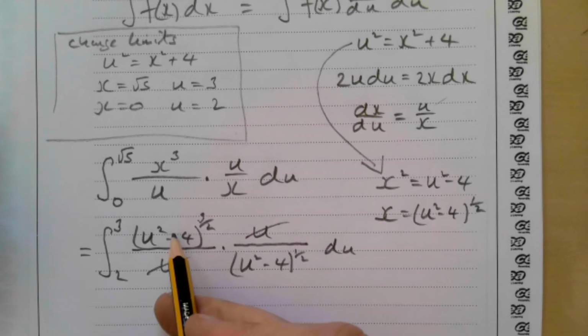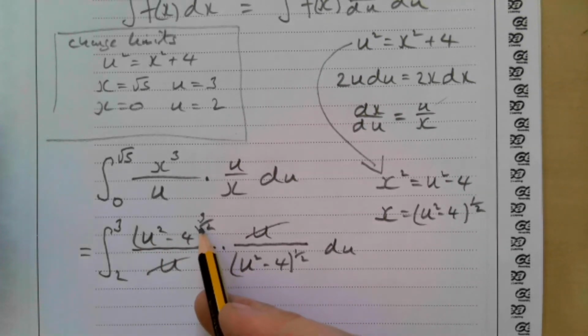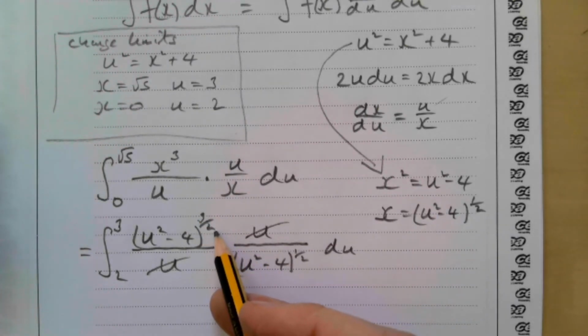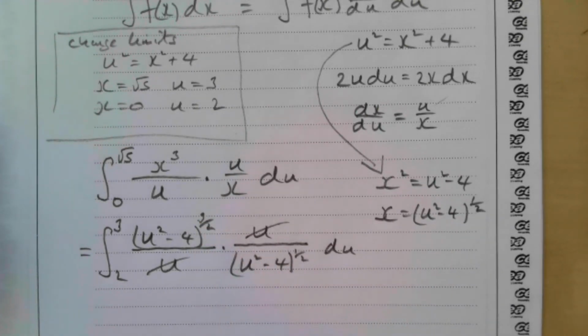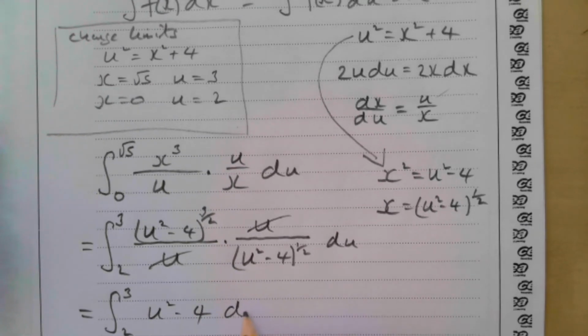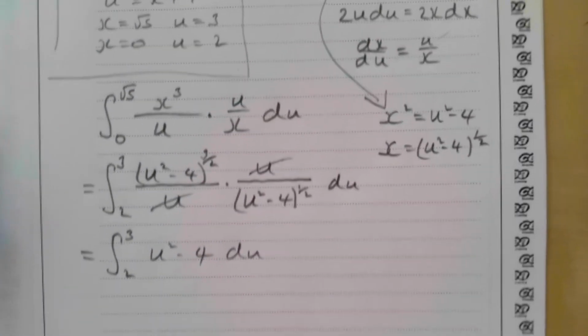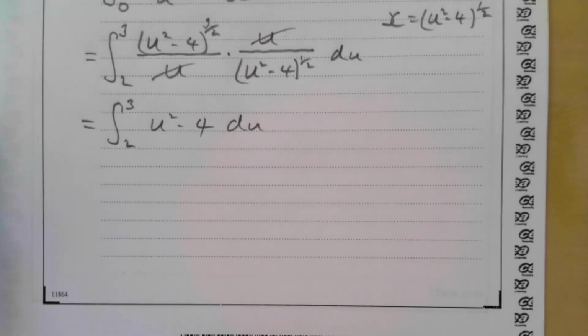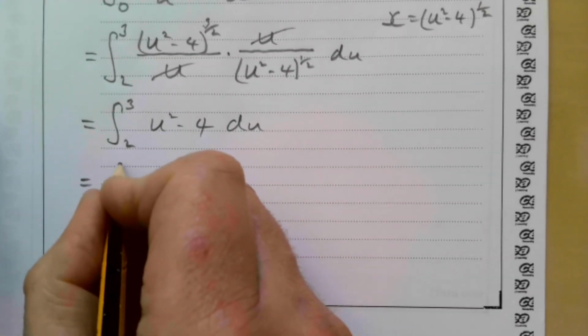And then my 3 over 2 and my half here. This is the same thing, so we're going to subtract the two powers. So 3 over 2 take away 1 over 2 gives 2 over 2. So actually what we end up with is really quite handy. We just end up with then u squared minus 4 du. So if you're still with us, you're in good shape. We're now ready to integrate finally.